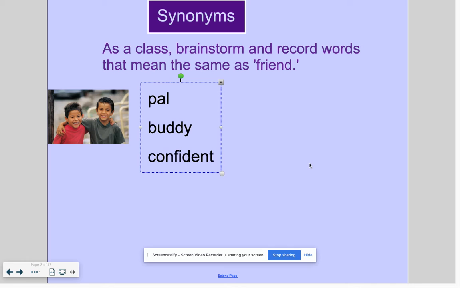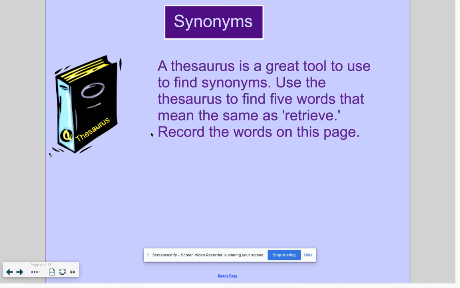Confidant. How do you spell it? Let's see. Amigo, maybe. I don't know. I can't think of any others. You probably have more than me. Anyway, so those are just some words that you would use instead of using the word friend.